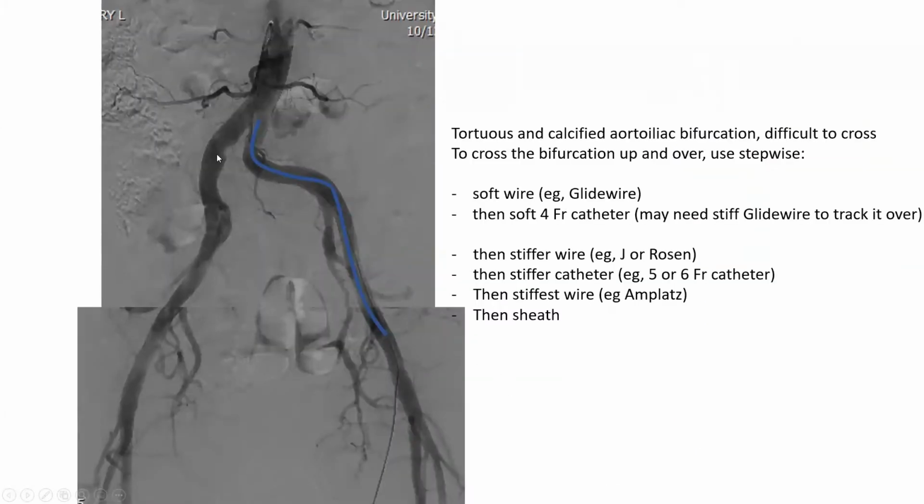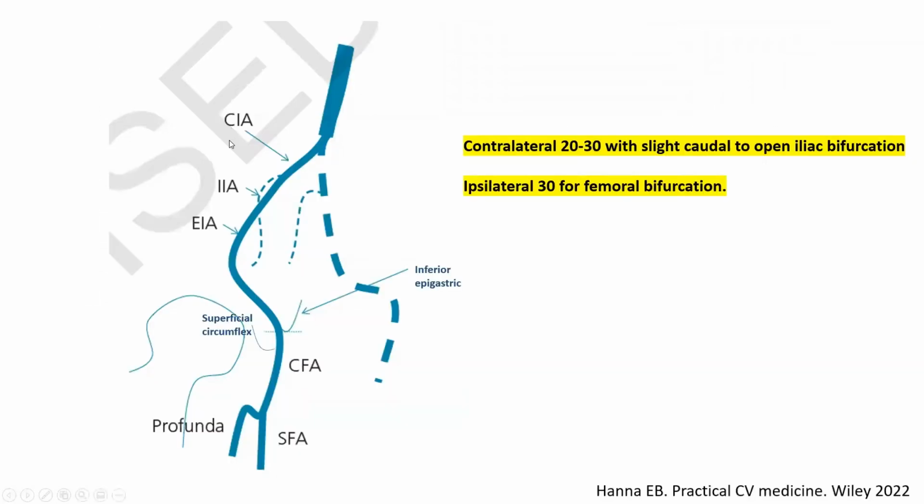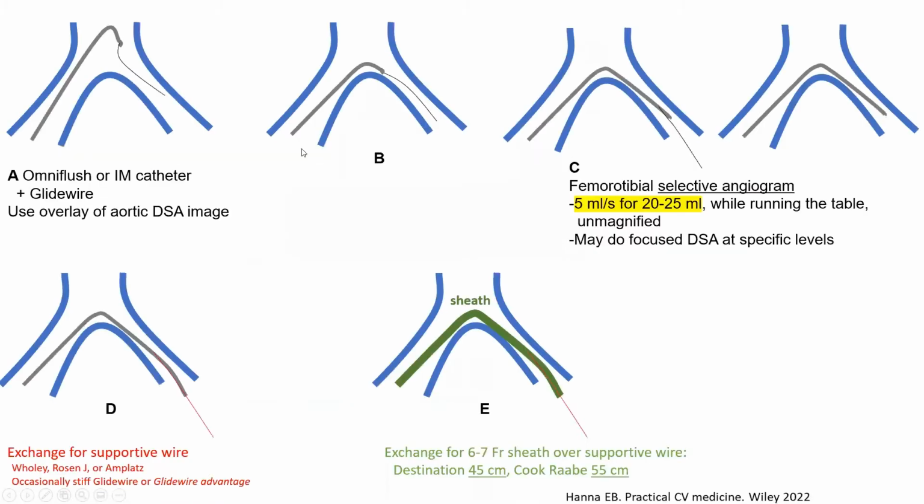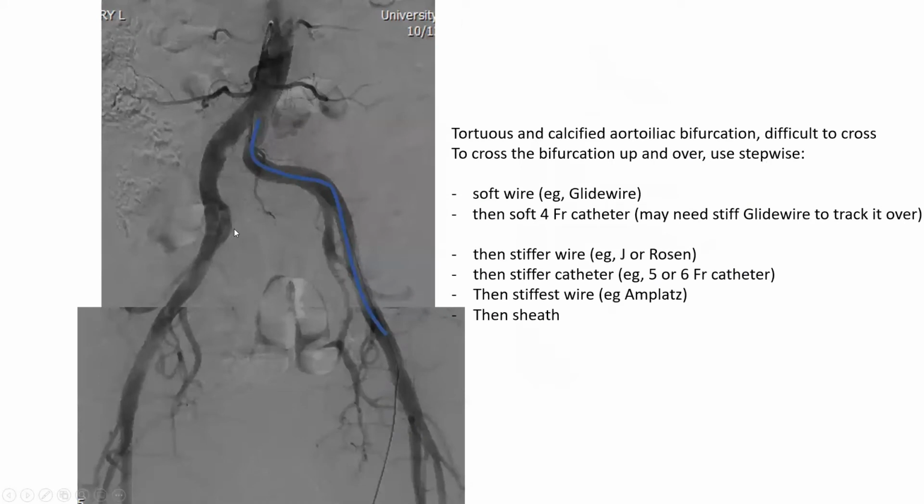Now, this is another case. I want to illustrate to you some difficulty during those steps. You might encounter difficulty advancing your devices up and over, and that's not uncommon. So this is a case of a very tortuous and calcified aorta. You want to get your gear, your wire, and your Omniflush catheter up and over into the common femoral artery. That may be difficult across this. So here you need to use more steps to get down there.